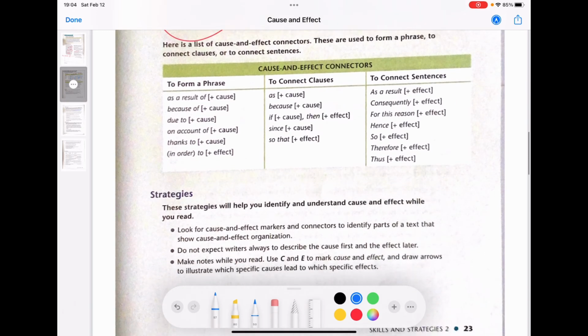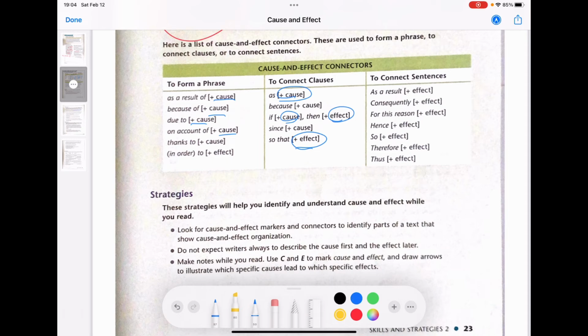The next chart, this one kind of has some of them already laid out for you. So just pay attention to where you see the cause, because those connecting words, as goes with a cause, if goes with a cause, but then goes with the effect. So these connecting words are used in a little bit different ways.